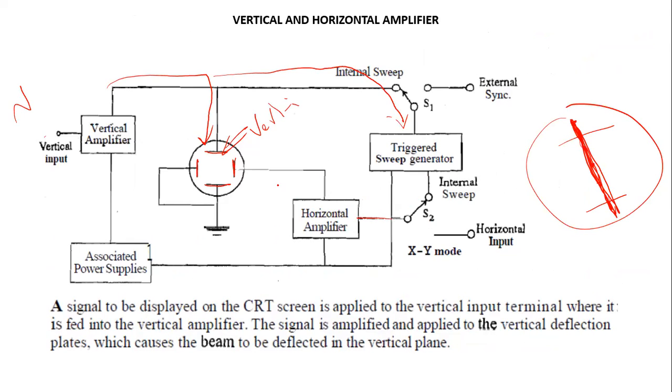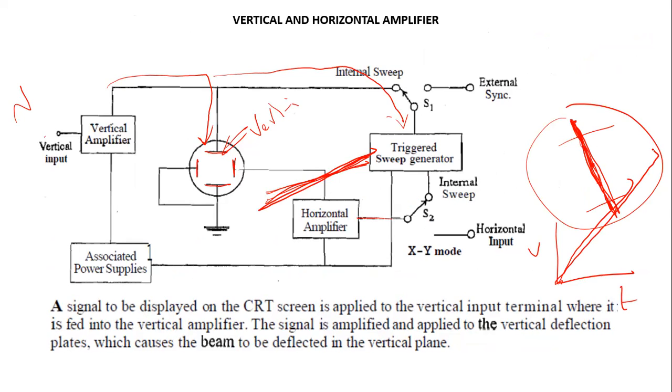So the horizontal amplifier will result in something like this. Once it is amplified, it will result in some kind of linearly increasing voltage. Let's say this is your voltage, and this is your time. The horizontal amplifier will amplify it further, so it will convert into this kind of linearly increasing voltage.